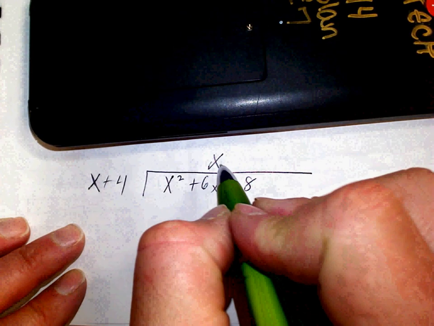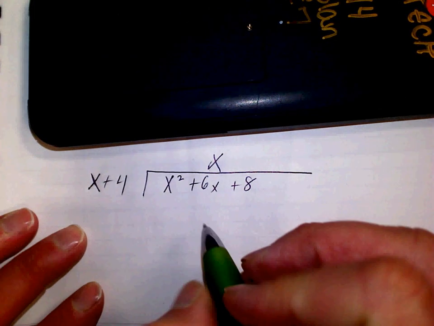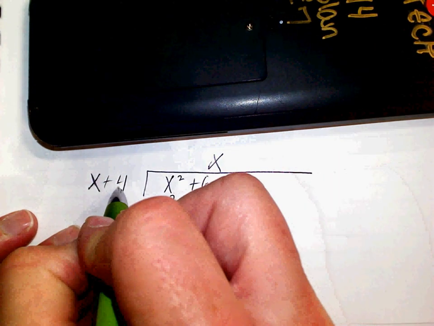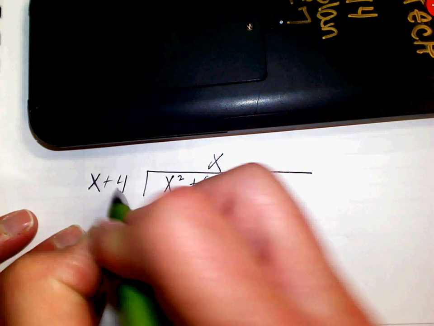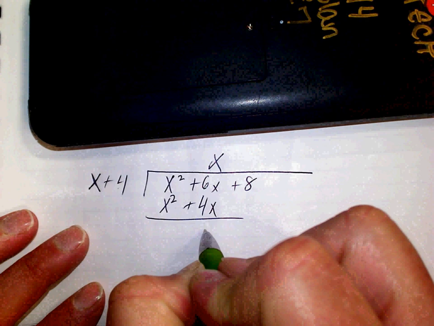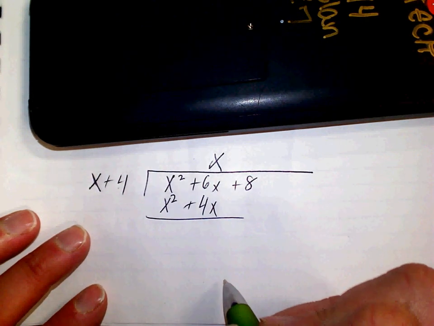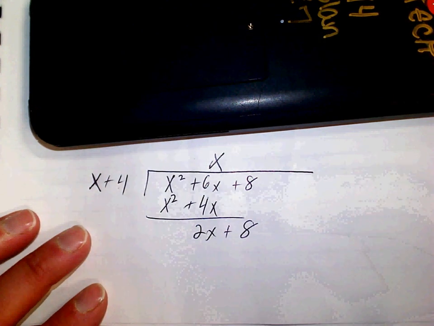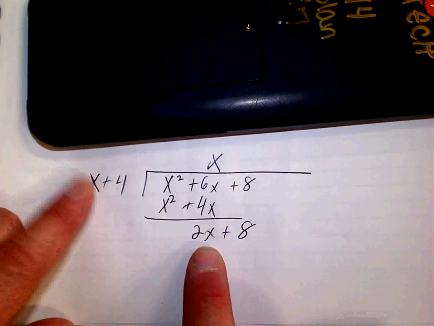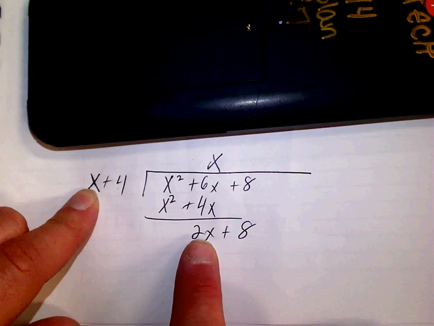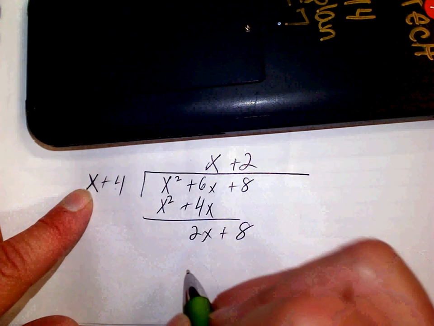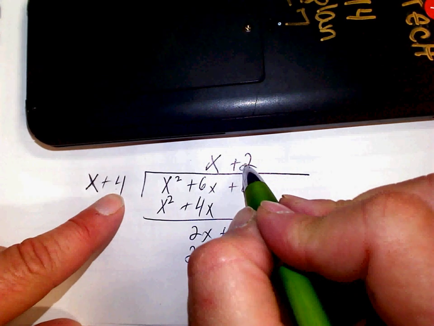And then after you put a number above, you multiply through, don't you? So x times x is what? X squared. What's x times 4? We put it right here below the linear term. If I subtract, how much is left? 2x, bring down the 8, right? Plus 8. Now again, I'll look at just the first. X times what is 2x? 2. So put a plus 2. Now multiply through. 2 times x is 2x. 2 times 4 is 8.